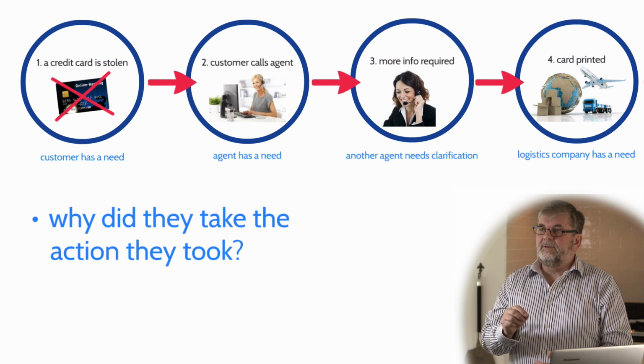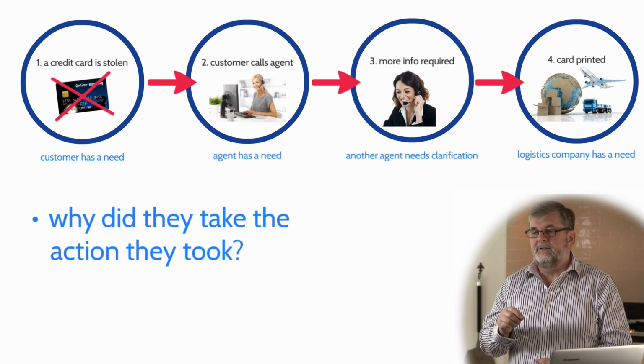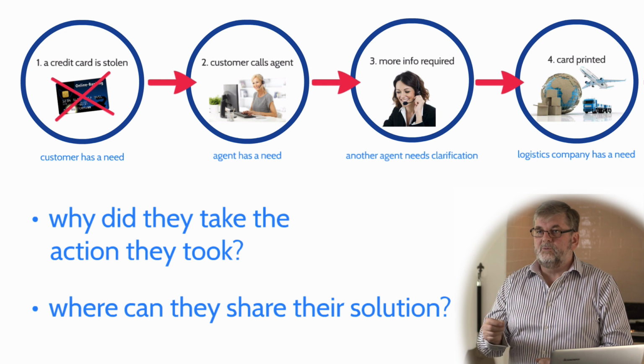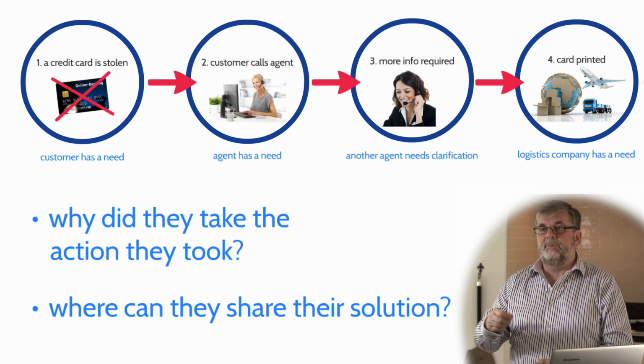If that agent did have a problem because they could never get the customer number, what do they do with that? Where do they share that information? If they come up with a solution to that one, how do they share that knowledge? How do they allow other people to learn?